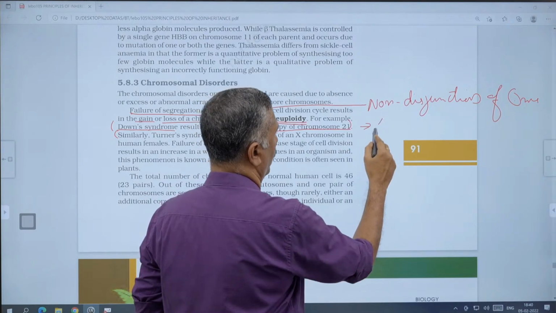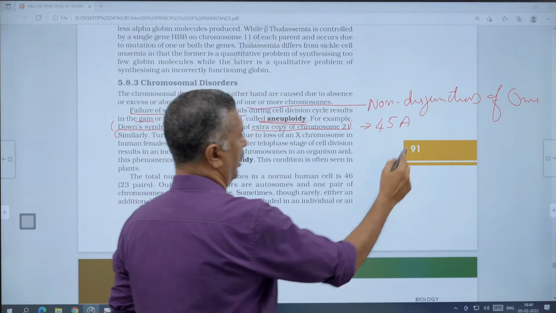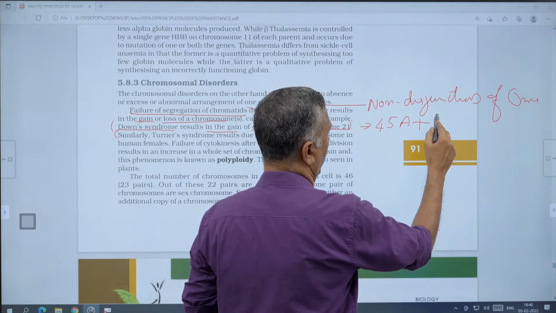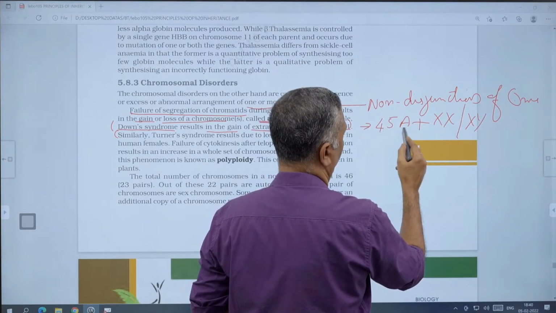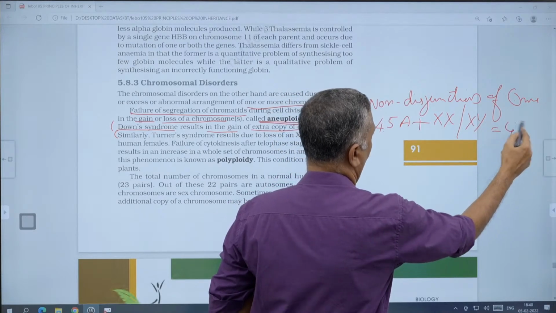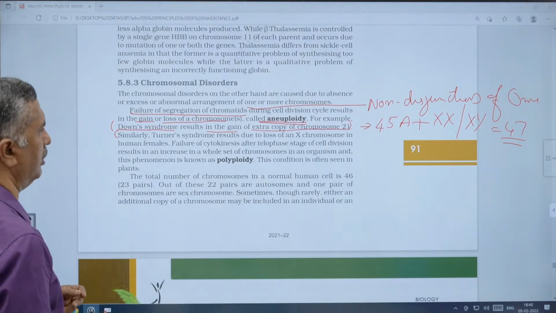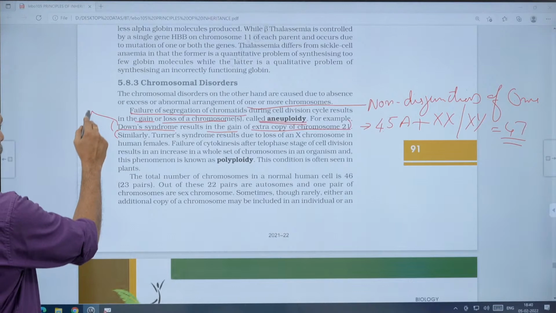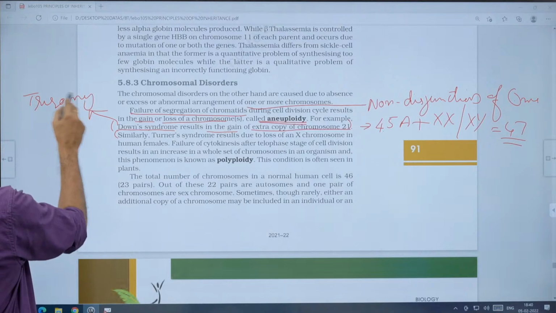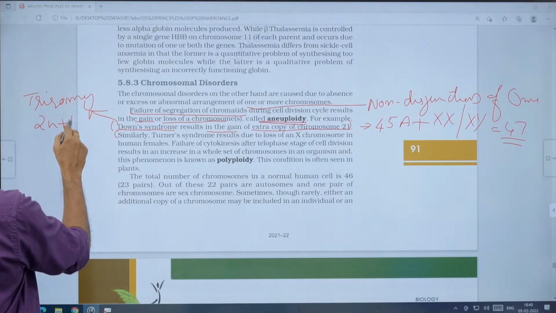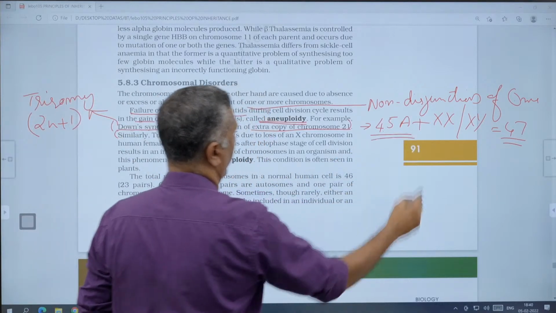So the number of autosomes increases. Autosomes are normally 44, but how many will there be? 45 autosomes, plus the male or female. If it is female, XX. If it is male, XY. So the total chromosome is 45 A plus XX or XY. It will be 47 instead of 46. So an extra copy of chromosome 21 causes Down syndrome. It is called trisomy. The gain is called trisomy. It is called 2n plus 1, 45A.